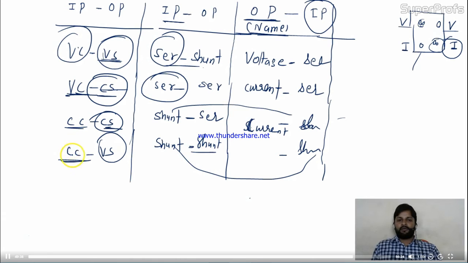Okay. Now let's come to this. At the output you have voltage, so you will write the voltage over here. So voltage shunt. I think all these are clear to you. Okay.